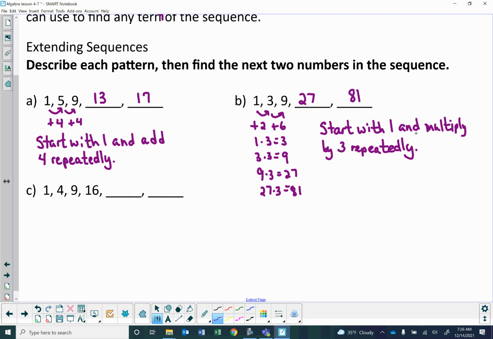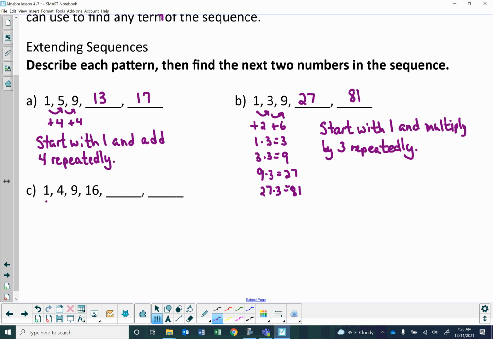So as you can see, the sequence in A is an arithmetic sequence because we constantly added 4 each time. The sequence in B is not an arithmetic sequence because we can't add the same number each time and get to the next term. Let's look at C.